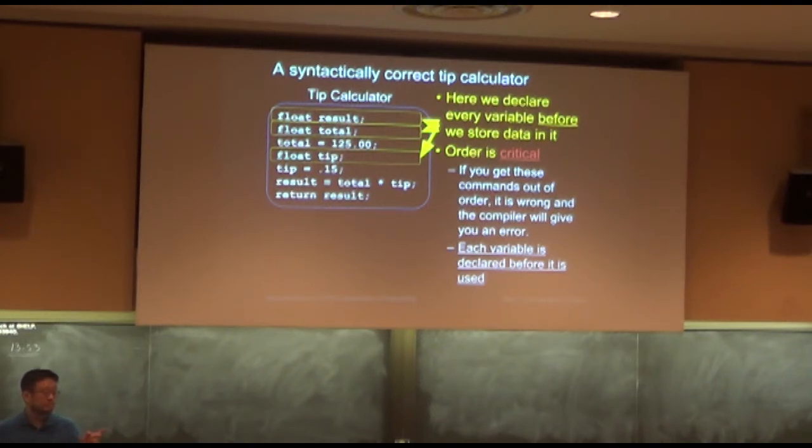Okay. Your question? Could you put float result after tip equals 1.5? Yes, you could. The question is, could you put float results, the top line here, over here underneath tip equals 0.15? And the answer is yes. Because float result is never accessed and never assigned until this line here. It can occur as late as the line after tip equals 0.15. So that's a great question.